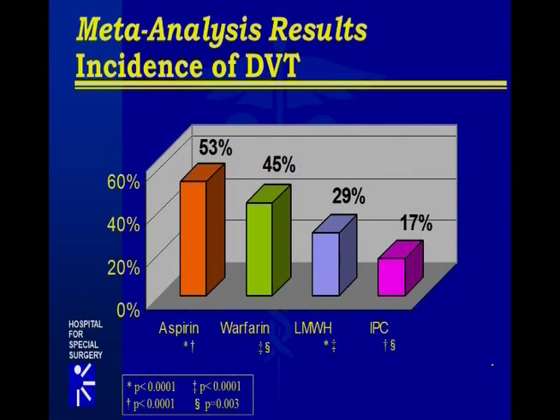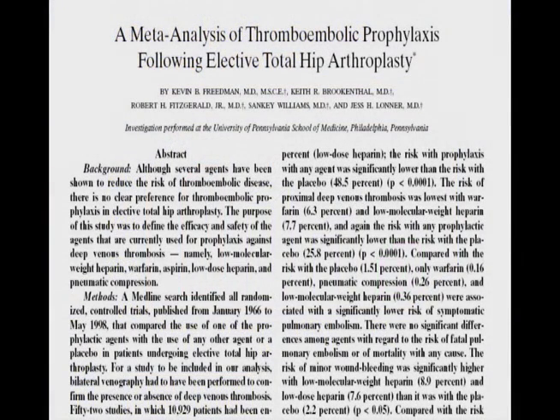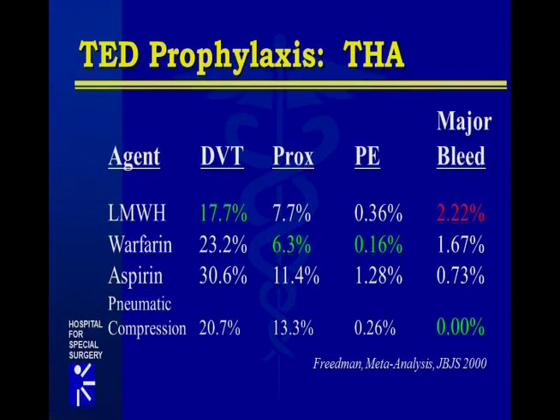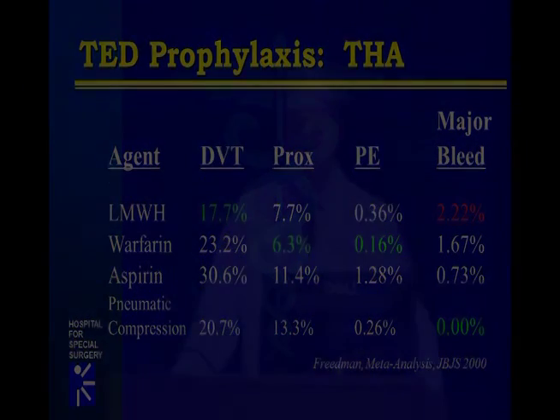Warfarin alone, 45%, low molecular weight heparin 29%, but mechanical compression 17%. So clearly using a mechanical compression device is important in prophylaxis for all knee replacement patients. In a meta-analysis looking at hip replacement patients, it was found that low molecular weight heparin and warfarin and mechanical compression all had approximately the same incidence of deep venous thrombosis, but clearly the bleeding with the more potent anticoagulants was very significant compared to mechanical compression in the meta-analysis where there wasn't bleeding.